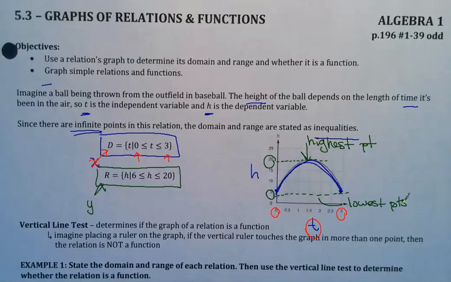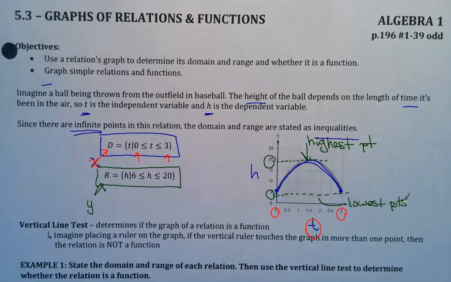So domain is like the left and the right points. The range is the highest and the lowest points when we write that inequality. And this is when our graph is connected. All right, perfect. Then we have a vertical line test. It determines if the graph of a relation is a function. Have you guys ever heard of the vertical line test?